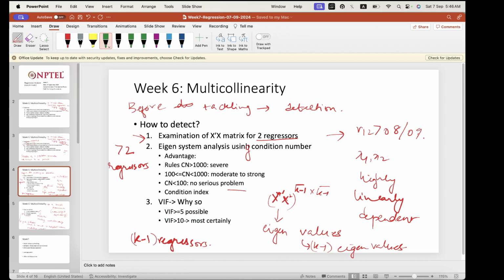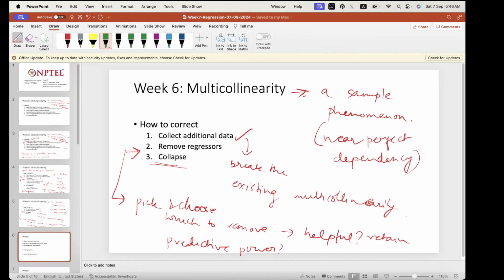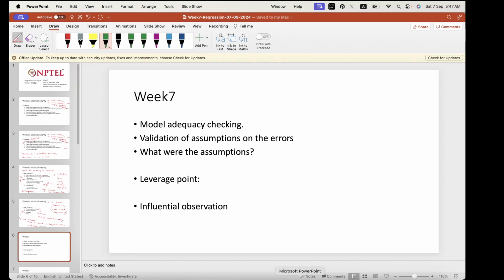In order to get VIF, we fit one regressor upon the others and then find the R square value for that equation, and then VIF is 1 by 1 minus R square. Now in the case where we find multicollinearity in the data set, what do we do? We collect additional data, or we remove one or two regressors, or we collapse using principal components. That was all about week 7. Sorry, that was all about week 6.